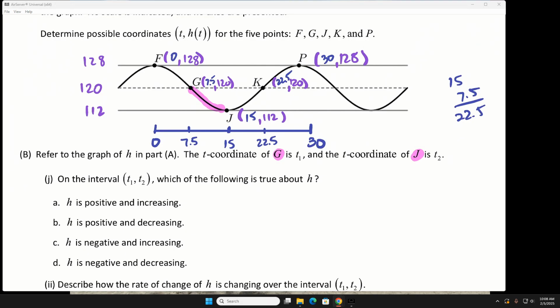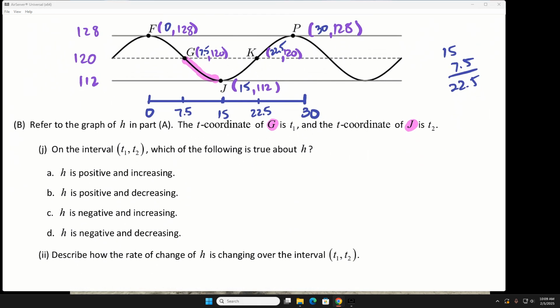Right? These questions are completely separate. You don't use the same thought process to answer I as you do II. They're totally different. All right, so the first one, I, is asking about the actual graph. Is the actual graph positive here? Is the actual graph increasing or decreasing here?